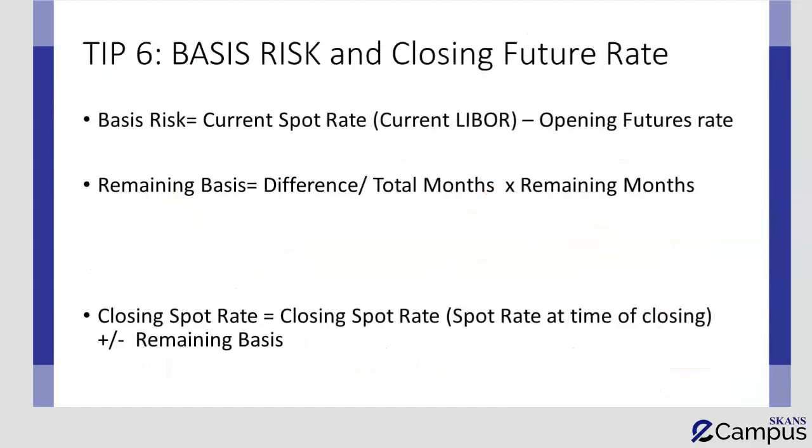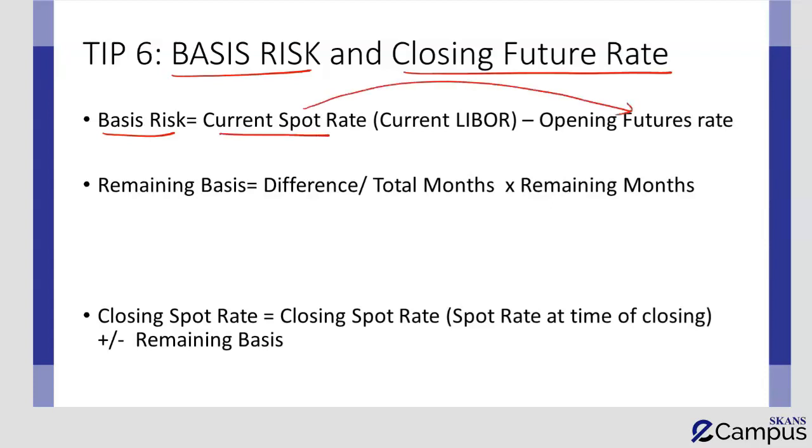The other thing that you need to know about, which is very important from the perspective of attempting your questions, is basis risk and the closing future rate formula. Basis risk basically tells us that the current spot rate will eventually converge to our opening future rate. And the difference when the spot rate and the future rate have not converged is called the basis risk. So you need to understand this formula. Why is this important? Because this formula will be required to calculate your closing spot rate.